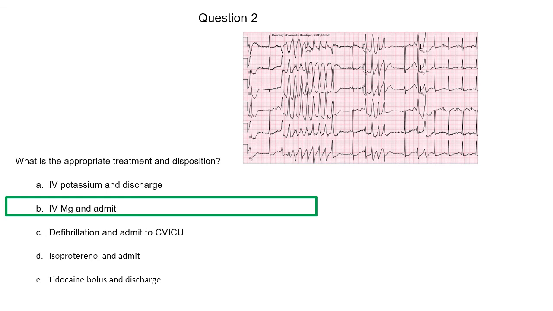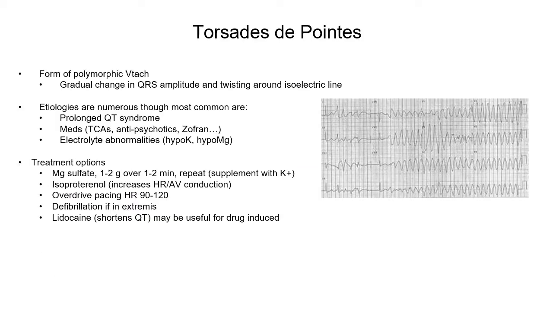Yes, Torsade de Pointes. It is a form of polymorphic VTach, and it is quite a unique type of VTach where we see the QRS amplitude gradually changing and twisting around the isoelectric line.